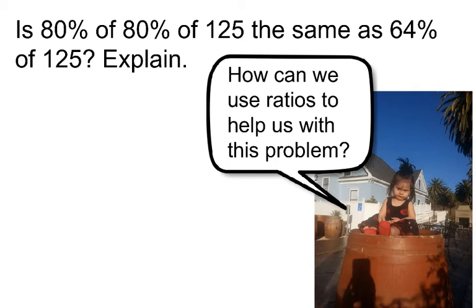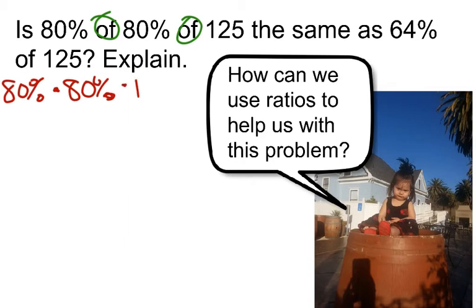So first step, let's look at this as multiplication. So we have two problems. The first one is 80% of 80% of 125. So we have 80% times 80% times 125.